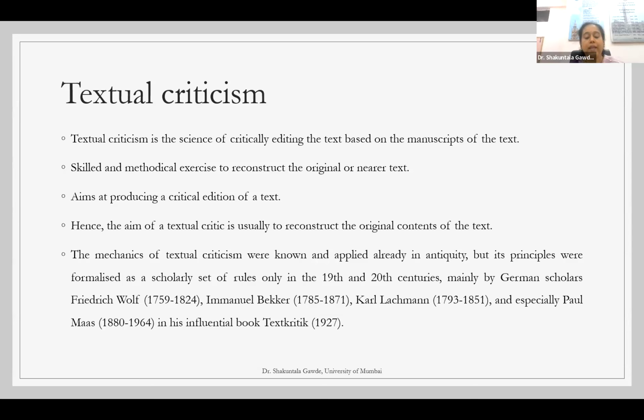So before preparation of the critical edition or edition of the text, what we get are the manuscripts.